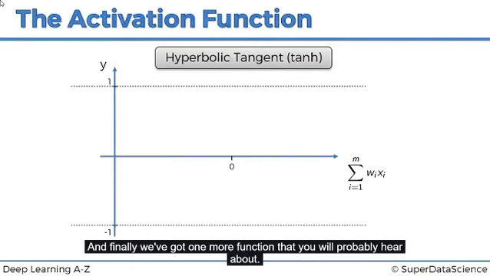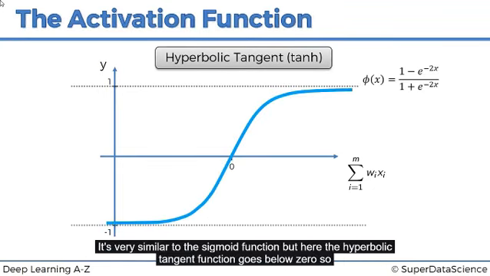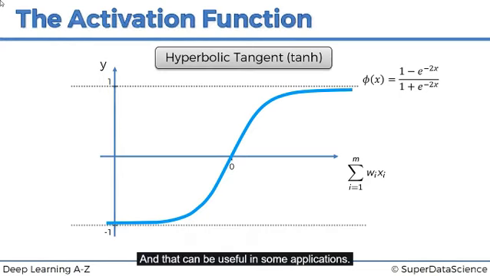And finally, we've got one more function that you will probably hear about. It's the hyperbolic tangent function. It's very similar to the sigmoid function, but here the hyperbolic tangent function goes below 0. So the values go from 0 to 1, or approximate to 1, and go from 0 to -1 on the other side. And that can be useful in some applications.